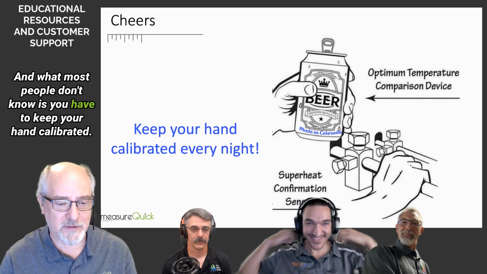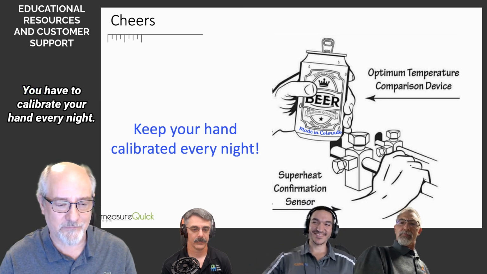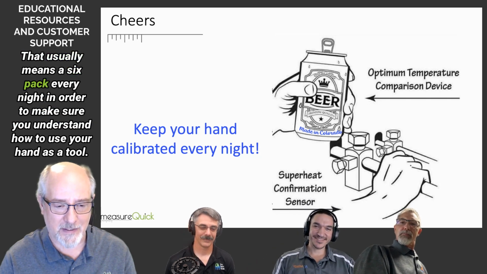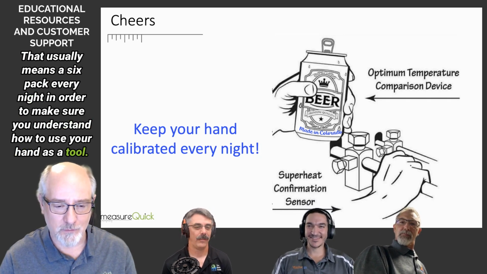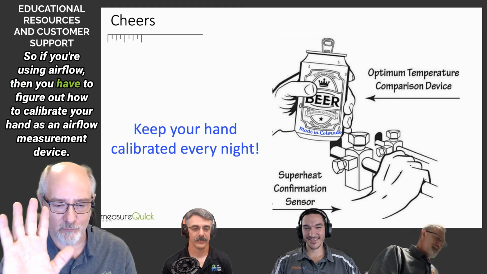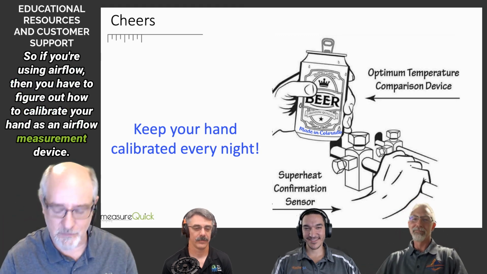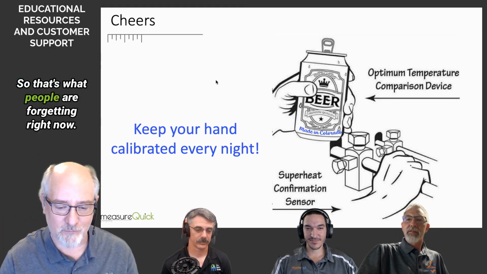What most people don't know is you have to keep your hand calibrated. Like, all your tools have to be calibrated. You have to calibrate your hand every night. That usually means a six-pack every night, in order to make sure you understand how to use your hand as a tool. So if you're using airflow, then you also have to figure out how to calibrate your hand as an airflow measurement device. Okay, so that's what people are forgetting right now.